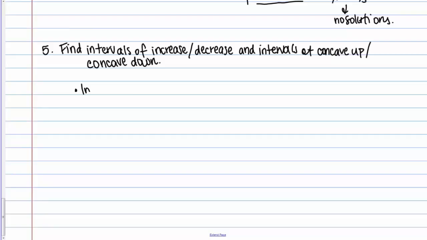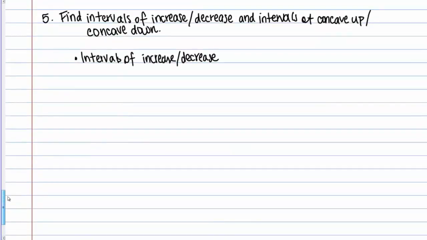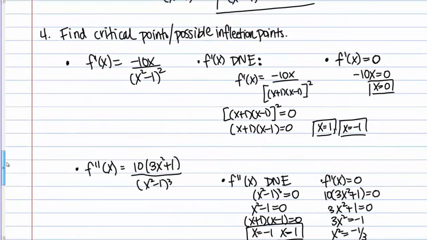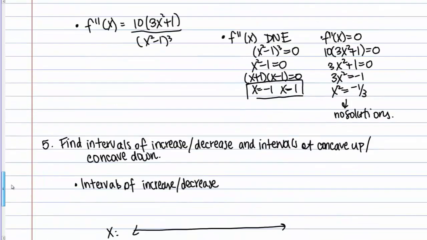So let's start with intervals of increase and decrease. Usually my favorite way to do this is to set up a number line. In this case, I want to put my important x values on there. These are going to be the x values that I had found in step 4. Increasing and decreasing information comes from the first derivative, right? So what did I find for the first derivative? Well, I found that 1, -1, and 0 are places where the derivative might change signs. So let me put those on my number line: -1, 0, and 1.